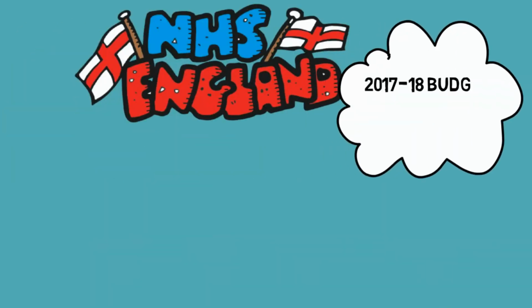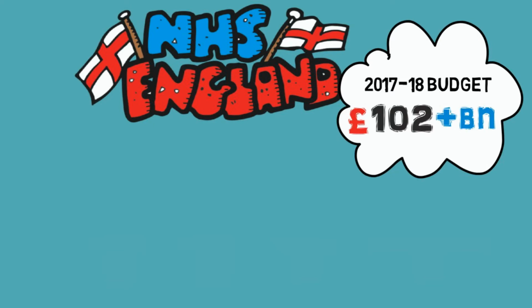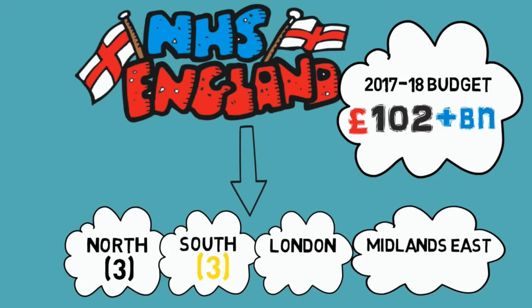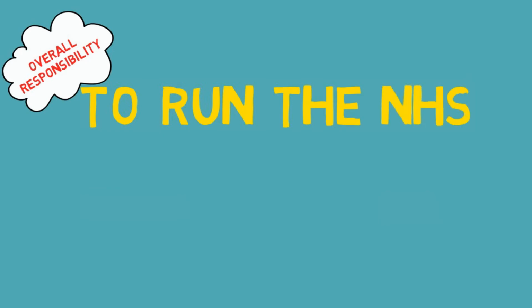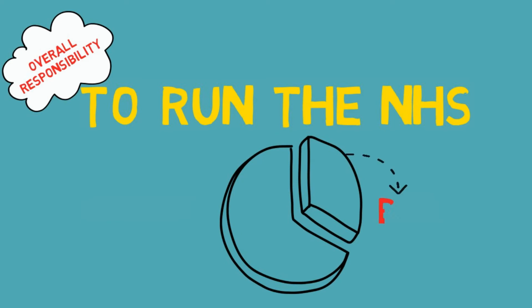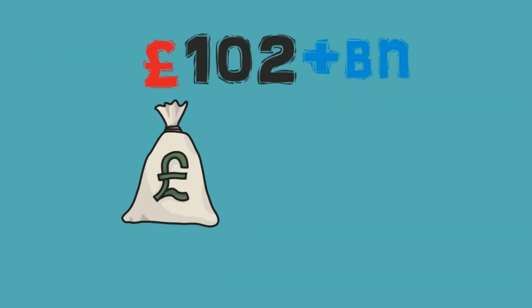NHS England, by comparison, has a budget of over £102 billion. It oversees the NHS through a number of regional and smaller area teams. Its responsibility is in effect to run the NHS, which is divided into those organisations who commission or buy the services and those that provide them.